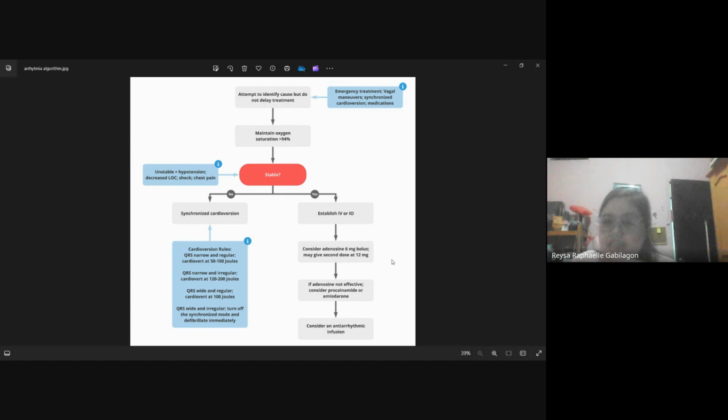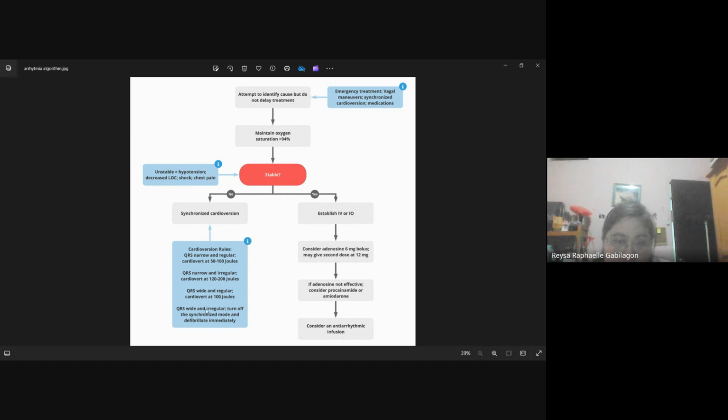Pwedeng adenosine na 6 milligram na bolus, and then pwedeng magbigay ng second dose of our adenosine. If hindi effective ang adenosine, then we may utilize other antiarrhythmic drugs like procainamide or amiodarone. Okay? And pwede tayo mag-consider ng antiarrhythmic na infusion. If unstable yung ating patient, so pwedeng merong hypotension, mag-decrease ng LOC, or magkakaroon siya ng shock or mag-experience ng chest pain yung ating patient, then we may consider synchronized cardioversion.